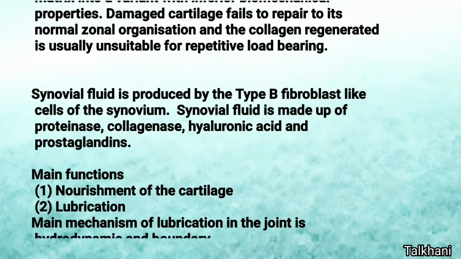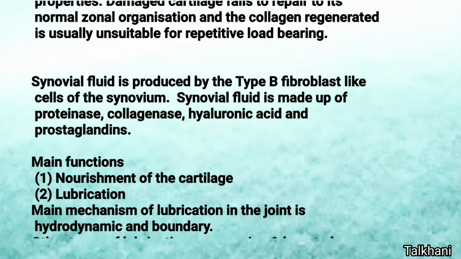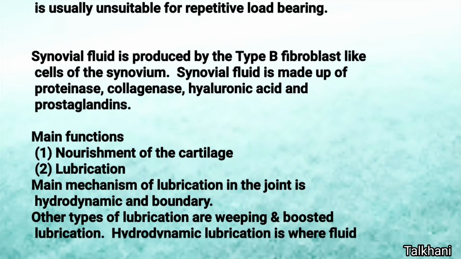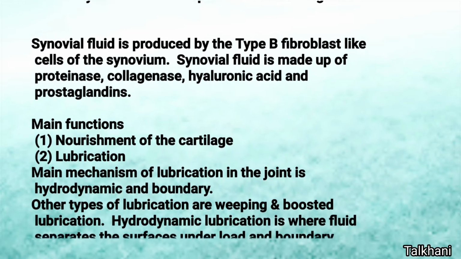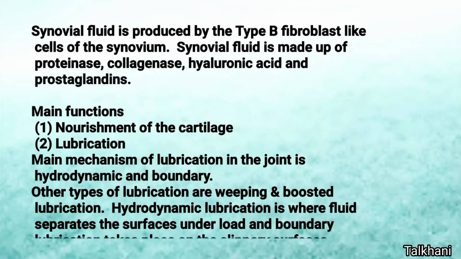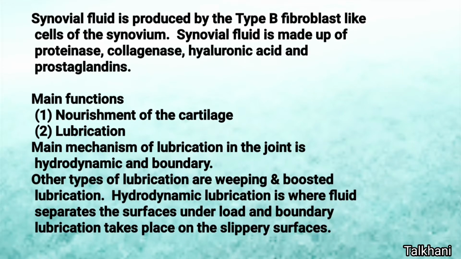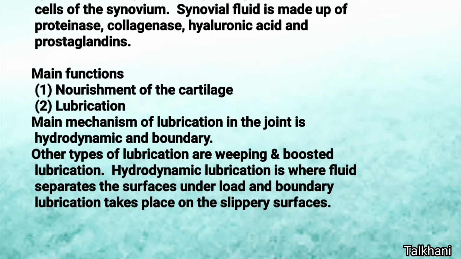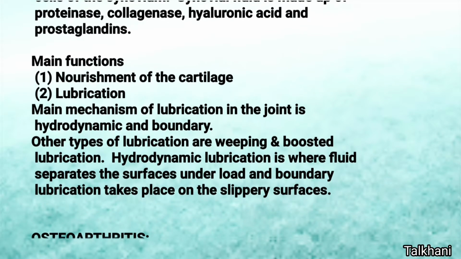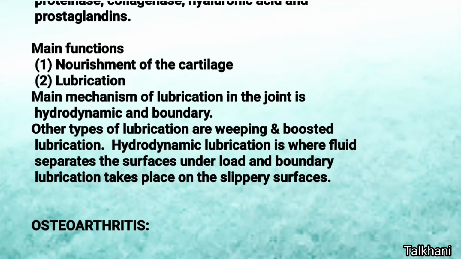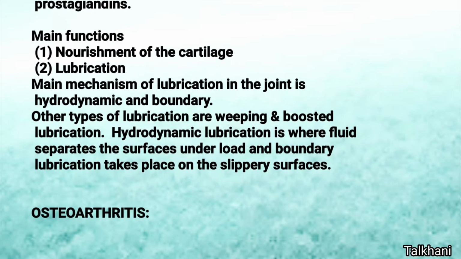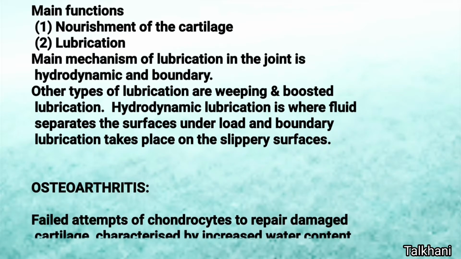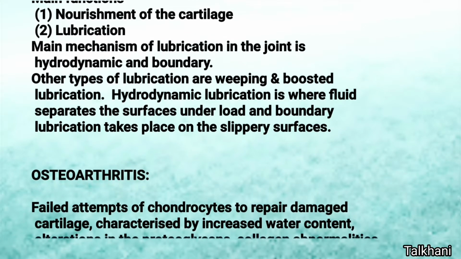Failed attempt of chondrocytes to repair damaged cartilage is osteoarthritis. Osteoarthritis is characterized by increased water content, alterations in the proteoglycans ratio, collagen abnormalities, and binding of proteoglycans to hyaluronic acid. Two types of osteoarthritis are recognized: primary and secondary. X-ray features are osteophytes, subchondral cysts, and joint space narrowing. Knee is the most commonly affected joint.